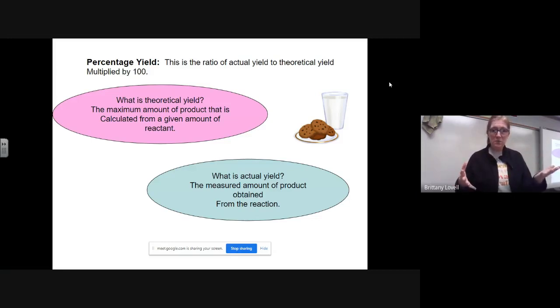And the same thing goes for chemical engineers. They have to predict how much product they can make if they're working for Pfizer or for Johnson & Johnson and they're trying to make shampoos or medicines. They have to predict how much could they make with this amount of chemicals. And if their percentage yield is not pretty good, they're probably going to be looking for a job.